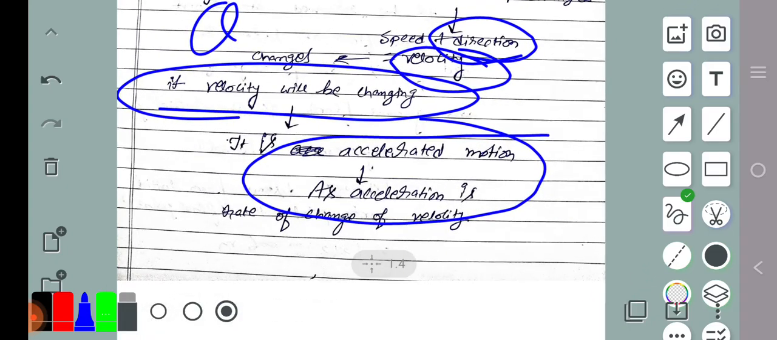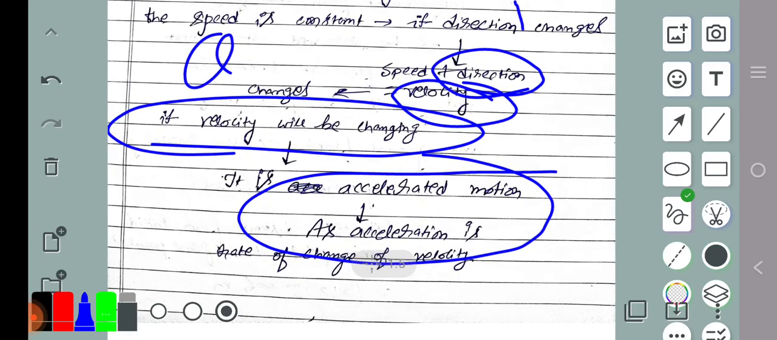So you will write, yes, it is possible for the girl to be accelerated as the direction is changing, though the speed is the same. That means the velocity will change. As velocity will change, acceleration will also be there.